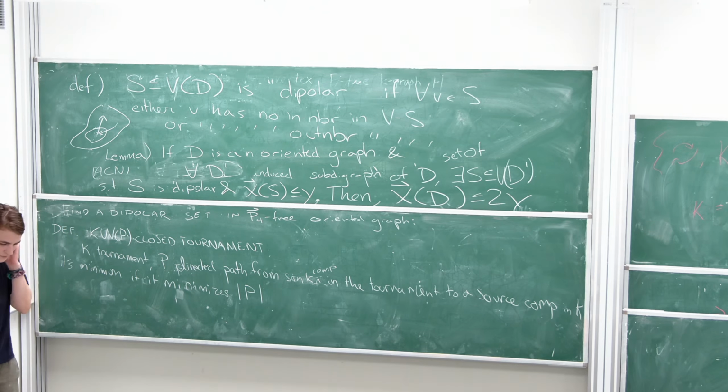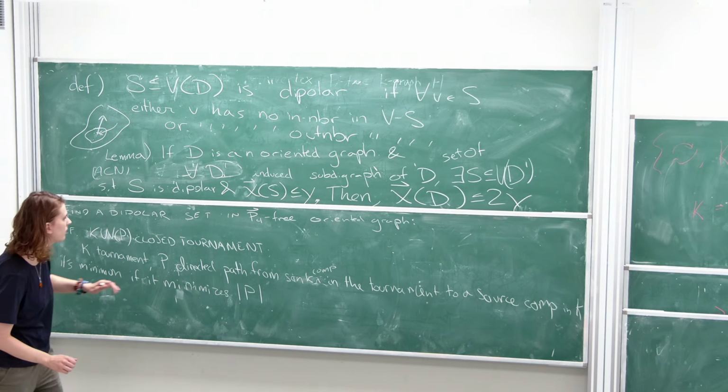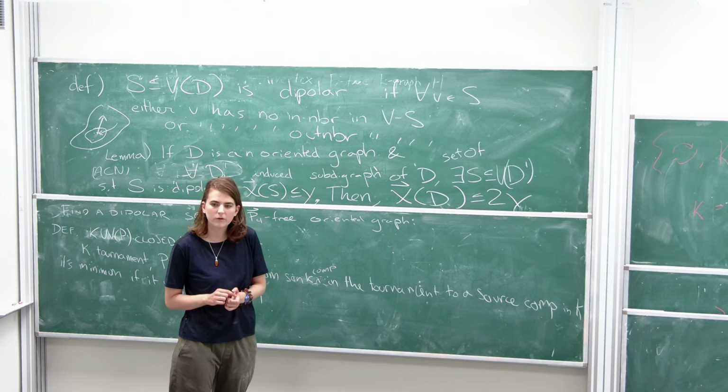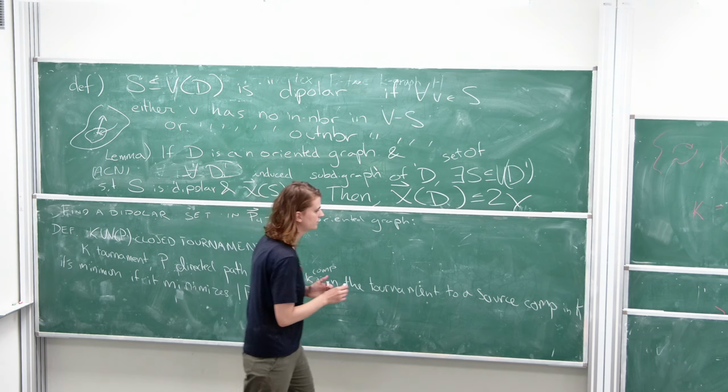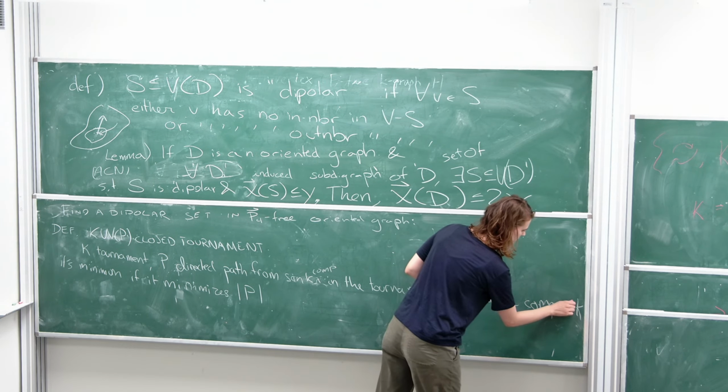What do you mean by sink component? Probably strong component, right? Yeah, so we're looking at the strongly connected components of the tournament. But what confuses me is a path in the tournament from a sink component to a source component. No, it's in the rest of the graph. But why then in K? K is the tournament, the sink component is in K. In K modifies source component? Okay, so of K, I get. Got it. All right.